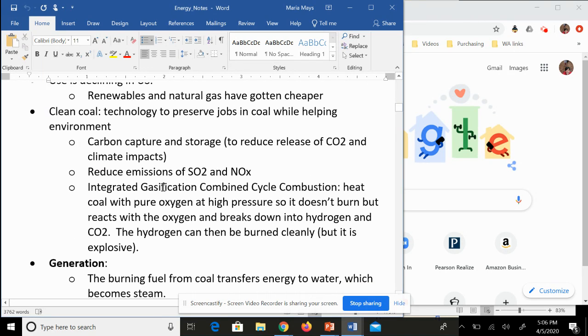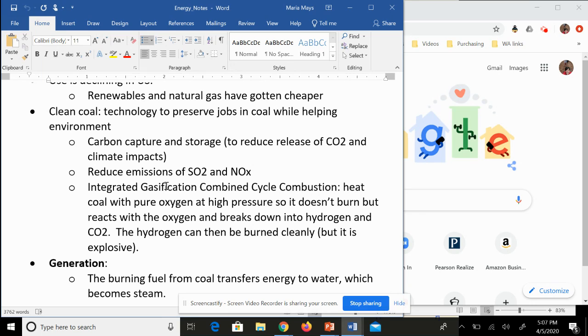And the use in the US is declining, despite the fact that we have a lot of it, in part because renewables and natural gas are much cheaper. And there's this movement towards clean coal, which is technology to preserve jobs in the coal mining industry while helping the environment. So part of this is carbon capture and storage. This would reduce the release of CO2 overall because we would be capturing some of it and storing it. It would also reduce emissions of sulfur dioxide and NOx, and that can be done with a couple different kinds of air purifiers and things, which we'll talk about.